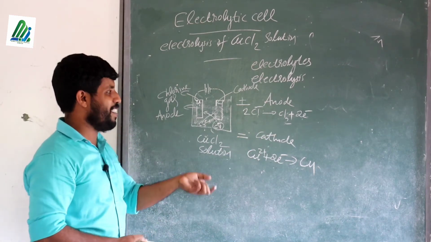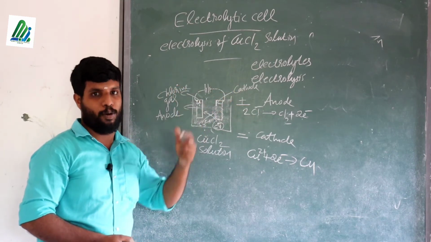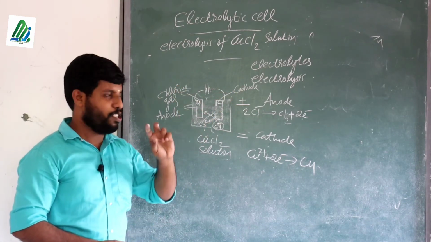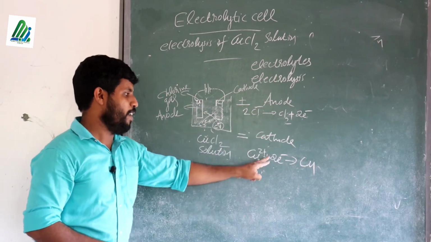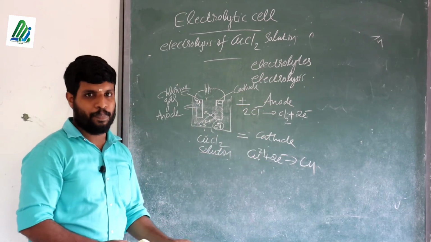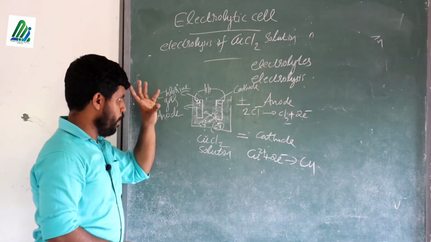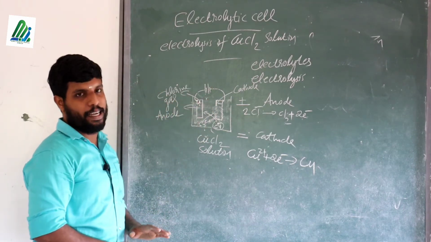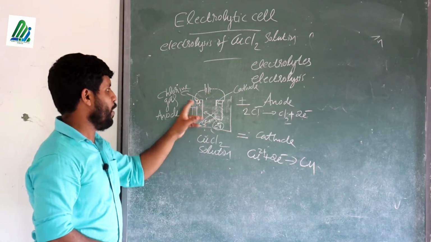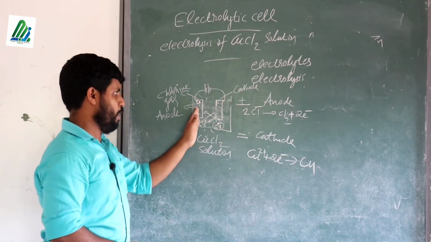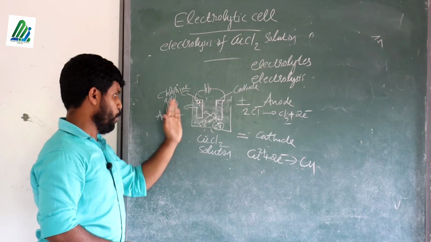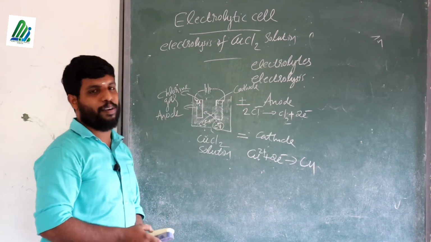In the galvanic cell we have studied that the negative electrode is the anode and the positive electrode is the cathode, but there is no change in what happens: the oxidation occurring electrode is the anode and the reduction occurring electrode is the cathode. That is the same, but the charge is different. So in a cell with a battery connected, the positive electrode is the anode and the negative electrode is the cathode.